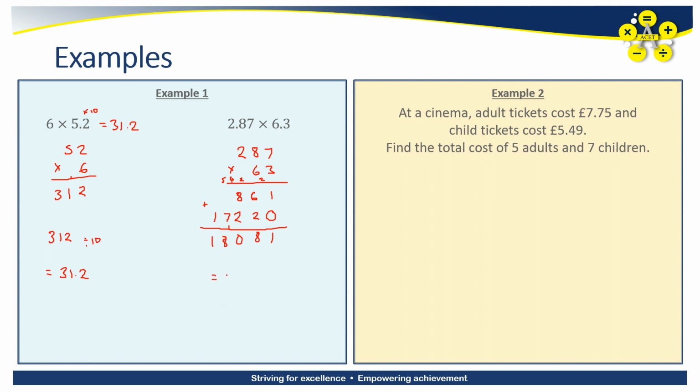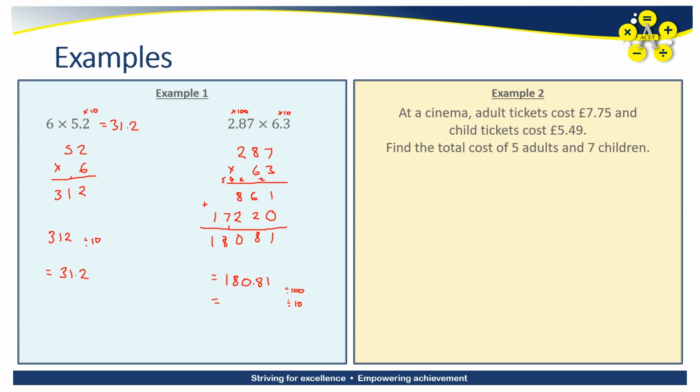Now again, this doesn't make any sense, does it? 2.87 times 6.3 is not 18,081. So I do need to consider where my decimal points need to go. Going back to my question, to get from 2.87 to 287, I multiplied by 100. And to get from 6.3 to 63, I multiplied by 10. So to inverse that, I need to divide by 100, and then I need to divide by 10.